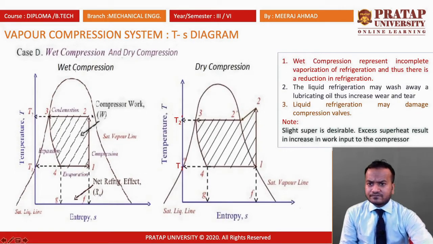Then move to the next very important case, wet compression and dry compression. Wet compression you already saw in a previous slide, like that. This is a wet compression. Before entering the compressor, the refrigerant is in two phases. After leaving the compressor, the refrigerant should also be in two phases, liquid and vapor. So this is the wet compression. The entry to the compressor and the outlet of the compressor are both in two phases.